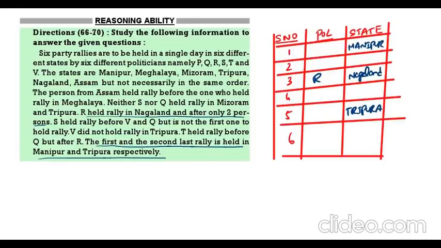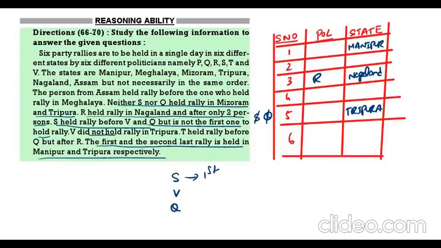Then see, neither S nor Q is holding in Mizoram and Tripura. So S and Q is not Tripura. S holds rally before V and Q, but is not the first to hold the rally. So S is holding the rally before V and Q, but S is not the first.